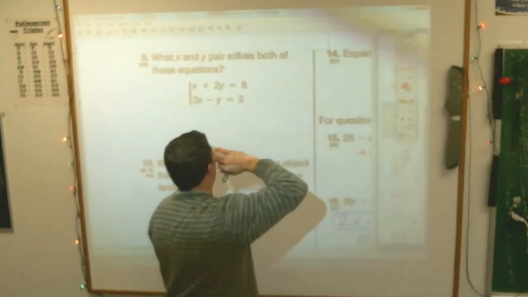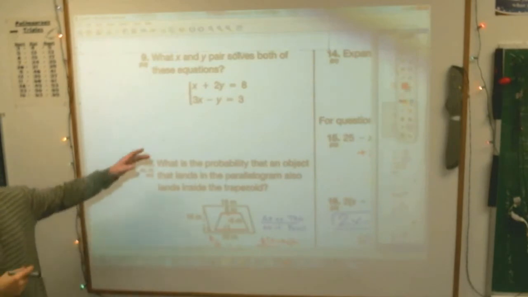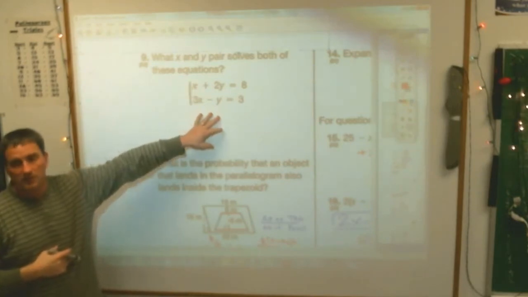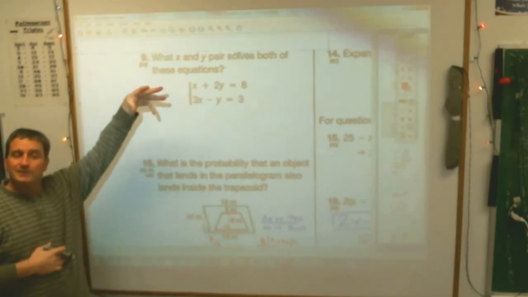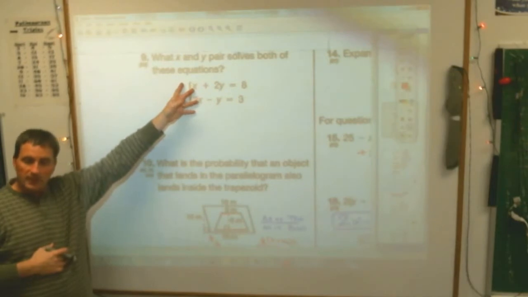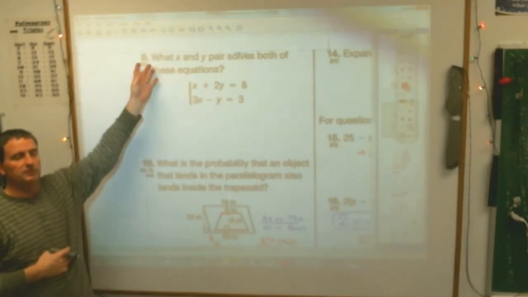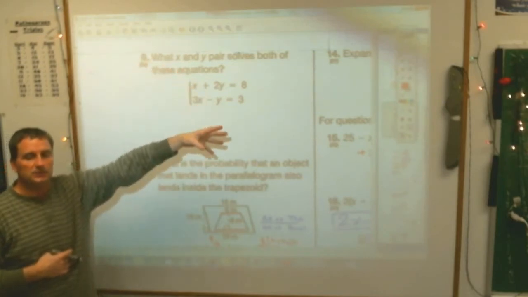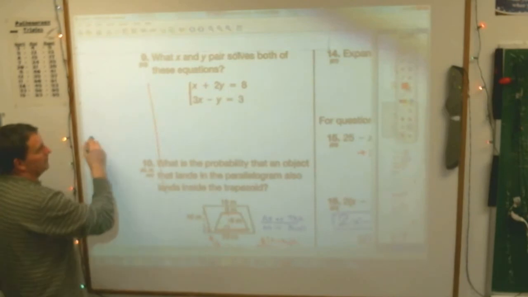Yeah, and this is the same deal there, people. What x and y pair solves that? These are both linear equations. You just need to graph them and see where the two lines cross. What type of linear equations are they? They are in what form? Standard form. How do you easily solve standard form? By finding the x and y intercepts. It's a piece of proverbial cake.